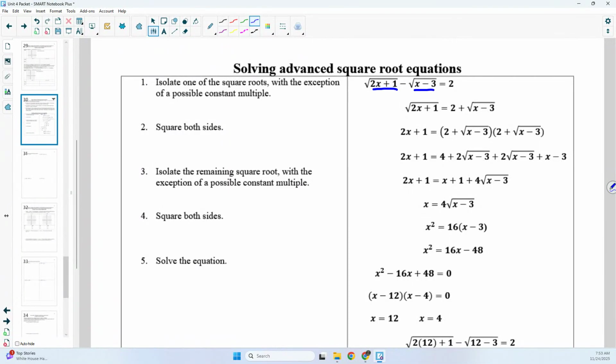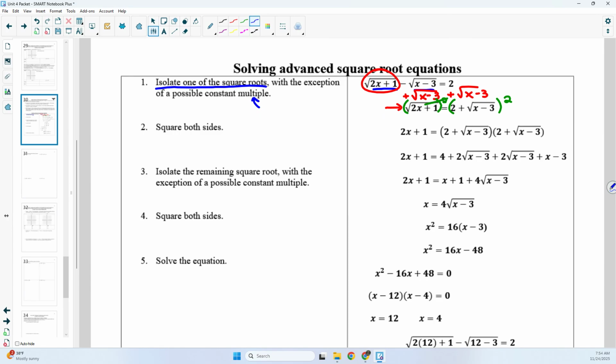Our first step when we have these, so I see I have two square roots on this side of the equation, is we want to isolate one of the square roots with the exception of a possible constant multiple. And I'm going to talk about that later because we don't have one right here at this moment. So what I do first is I'm deciding to isolate this square root, so I'm moving the other square root over to the other side of the equation when I get to this step. So once I do that, just as if we just had one square root, I'm going to square both sides of the equation, and that will cancel this square root.